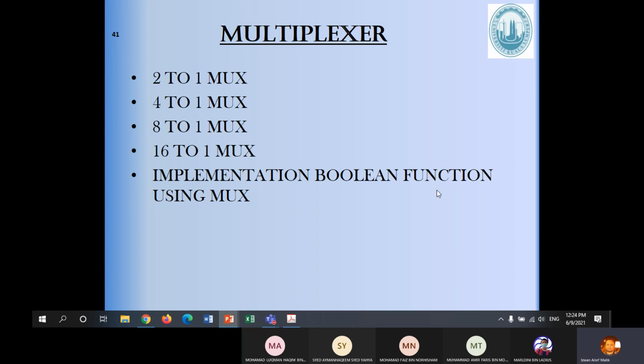Okay. So we go with the multiplexer first. We have several types of multiplexer. We have 2 to 1, 4 to 1, 8 to 1, 16 to 1. And then the implementation of Boolean function using multiplexer. So those are the topics included.